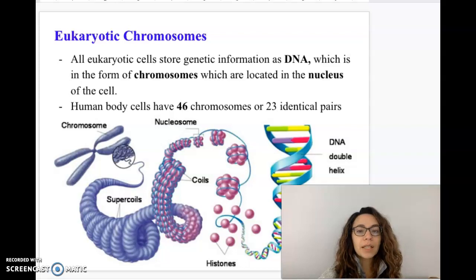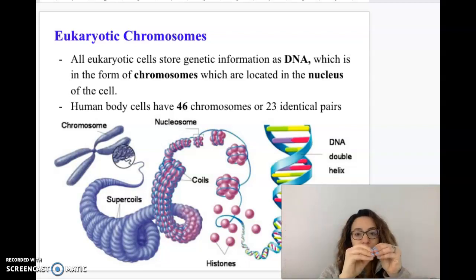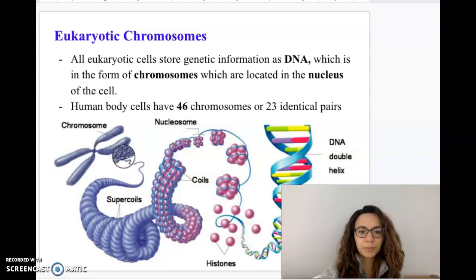So all eukaryotic cells store their genetic information as DNA, which is in the form of chromosomes that are located in the nucleus of the cell. Most organisms have between 10 and 50 chromosomes. We're going to have a focus on humans in this class. Humans have 46 chromosomes or 23 pairs. So we've got 23 chromosomes from your mom, 23 chromosomes from your dad. Put them together, you get 46.